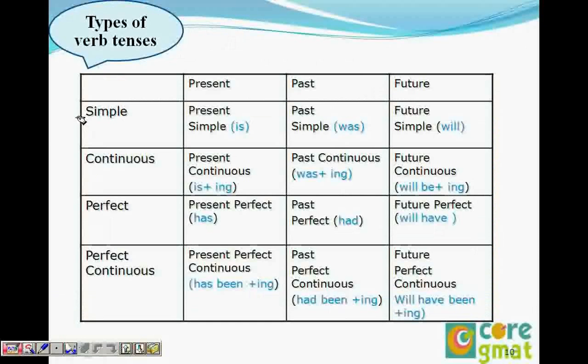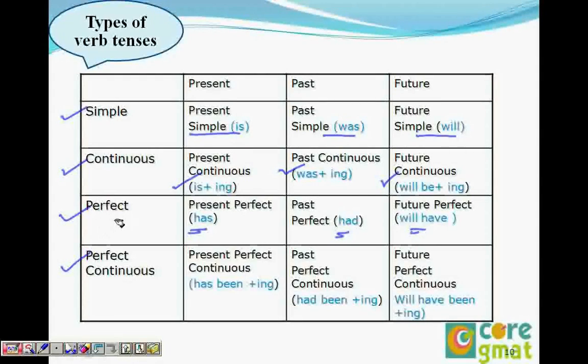Simple, continuous, perfect, and perfect continuous. So simple present, or present simple, which is "is". Then past simple, which is "was", and future simple, which is "will". Then we have continuous, with the ing format: is plus ing, was plus ing, will be plus ing. Then perfect: has, had is past, and will have is future.